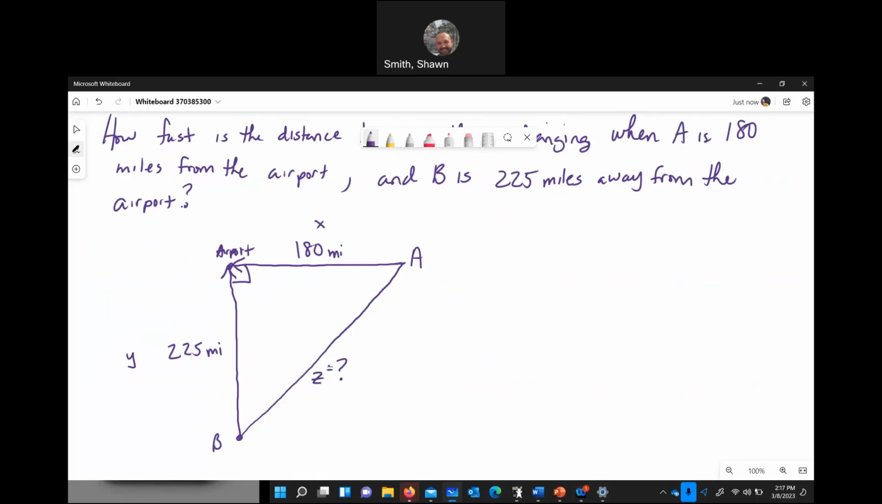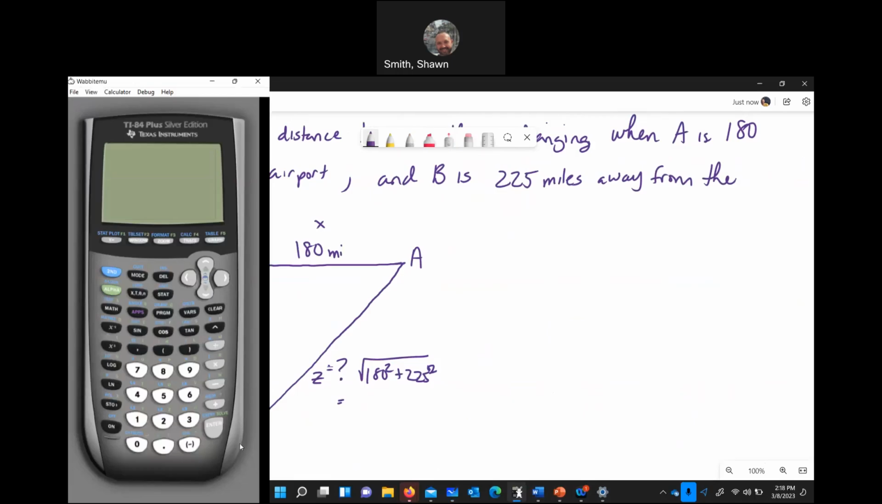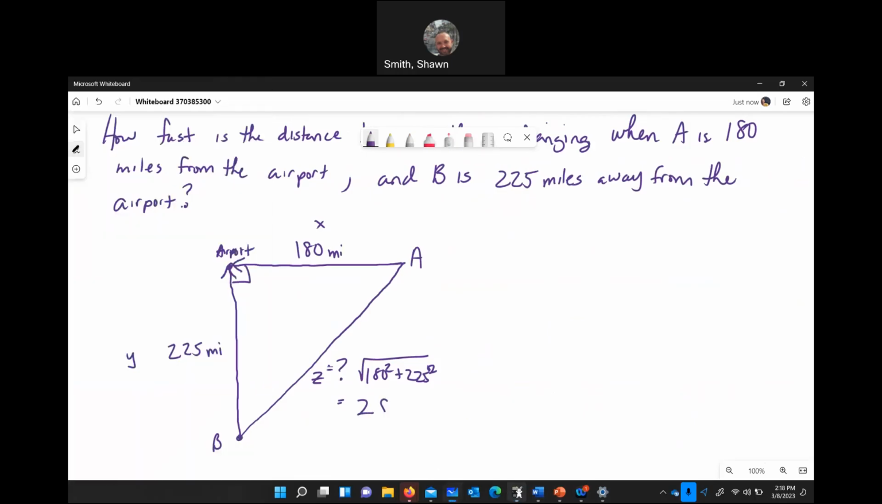So z is equal to the square root of 180 squared plus 225 squared. Let's see what this calculates out to. Take the square root of that. About 288. It's not exact, but that's close enough. We're really talking about tenths of a mile, which is irrelevant, especially when they're moving.